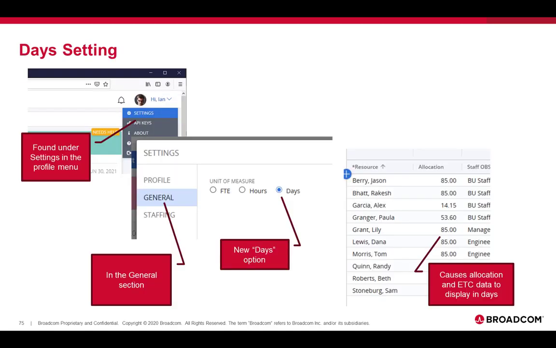As far as the settings go, the Days setting is found in the profile menu under settings. It's in the general section, and you can see that we now have a Days option next to the FTE and hours options. It'll cause the allocation and ETC data to display in days versus hours or FTEs.